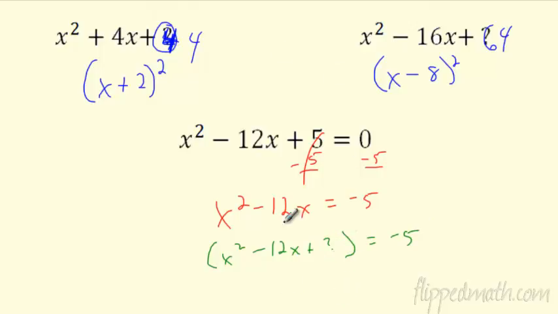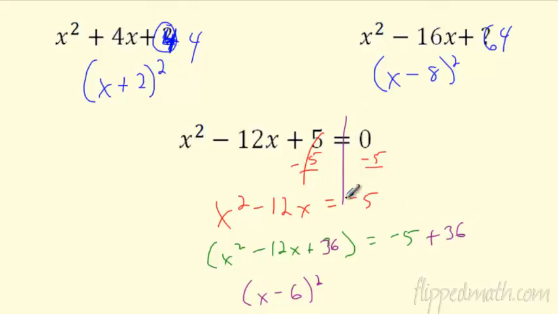So we can add anything we want. In this case, what do I really want to add? Well, it's negative 12x in the middle. So I'm going to cut that in half, x minus 6. So what am I adding? Well, 6 times 6 is 36. I'm really adding 36 to both sides. So if I do it to both sides, it's legit.